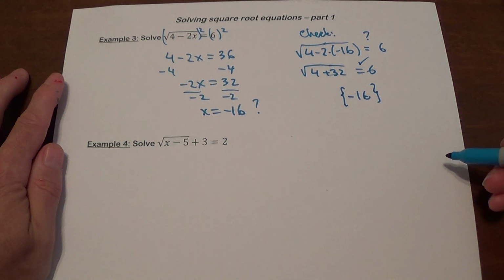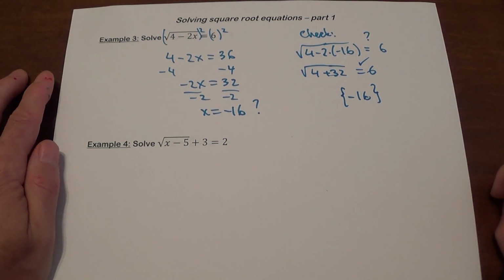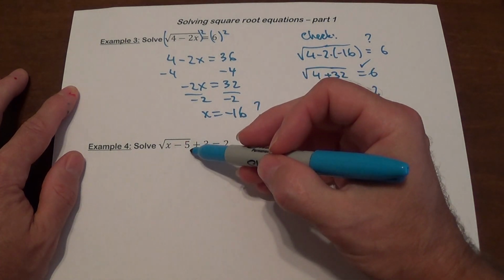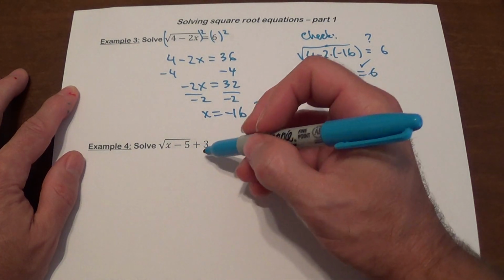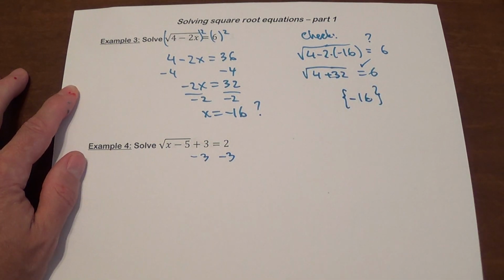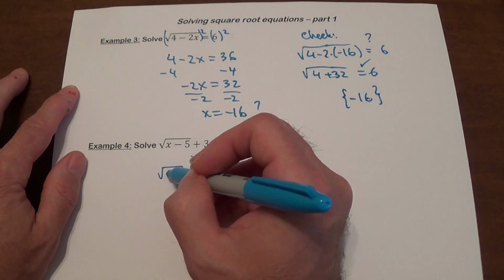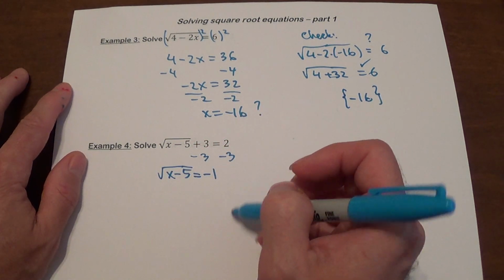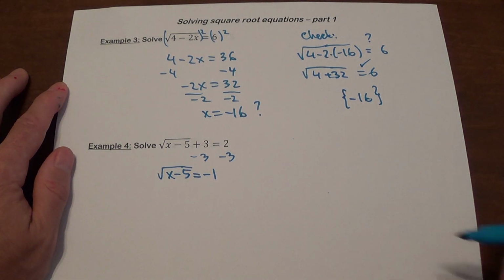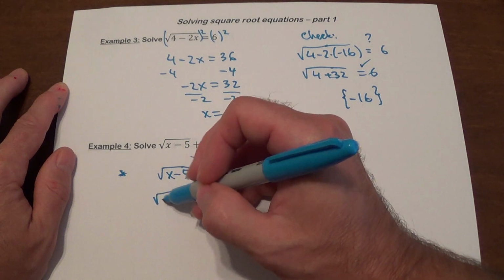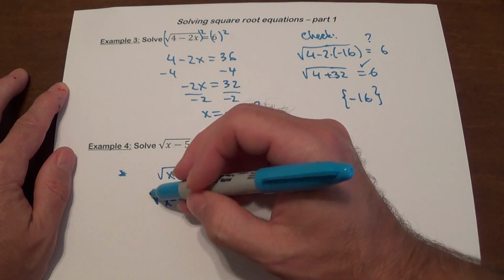Let's take a look at this next problem. So this is the first time we run into a problem where the square root is not alone. We have square root of x minus 5, and then we also have plus 3. So we got to get rid of that. We're going to subtract 3 on both sides. So we're going to have square root of x minus 5 equals negative 1. So square root is by itself. I want to put a star here because we will come back to it. I am going to square both sides.